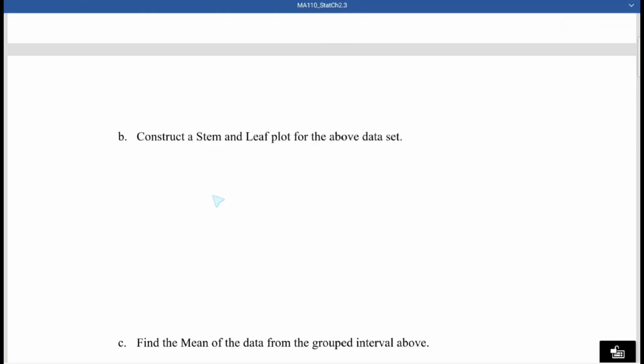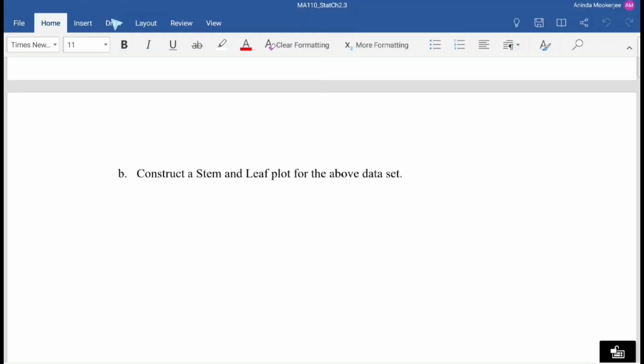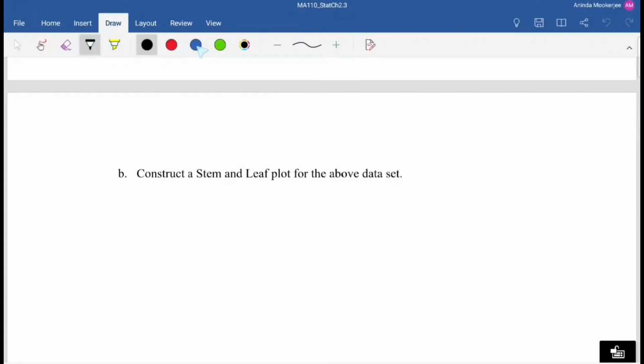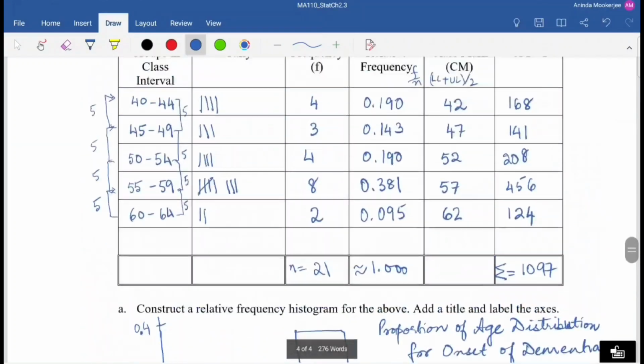Now we have to create a stem and leaf plot for the same data on the onset of dementia. Now keep in mind that for the stem and leaf plot, we have to first partition each number based on its digit. The rightmost digit, let me just get my pen out here, is going to be the leaf, right? And the rest of the digits will be our stem.